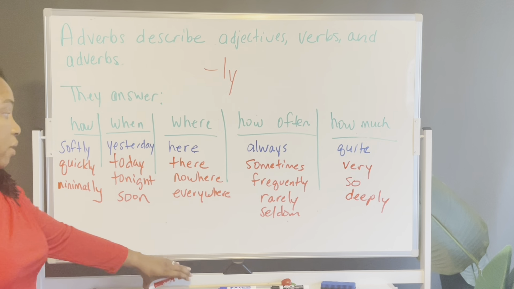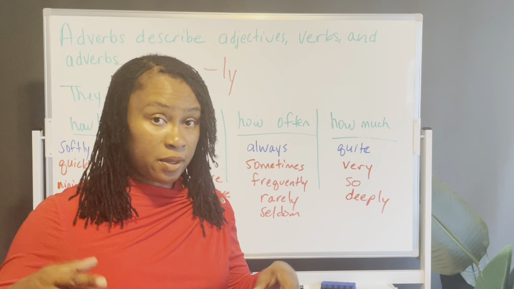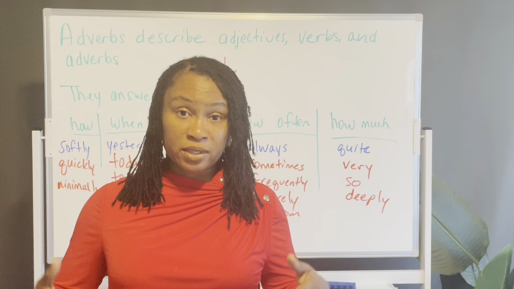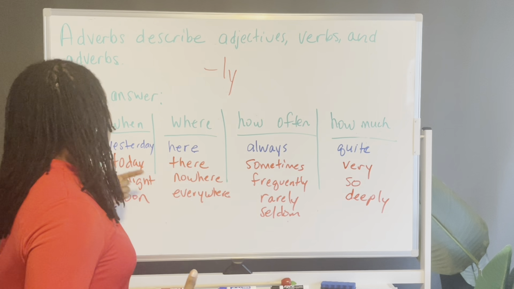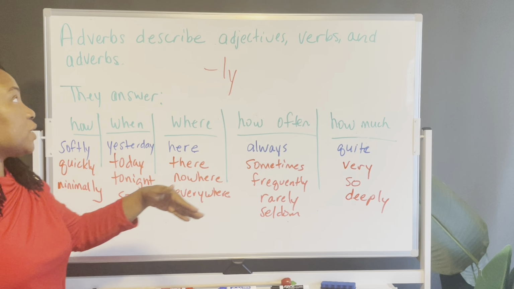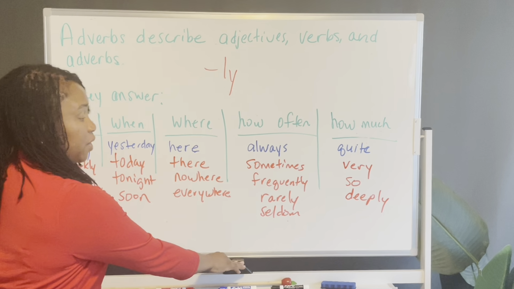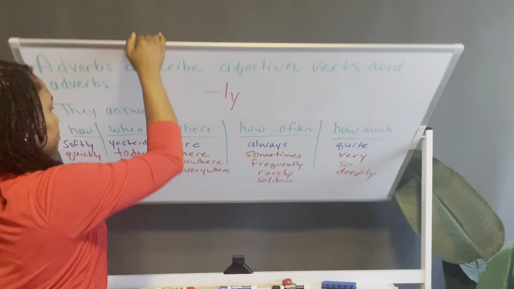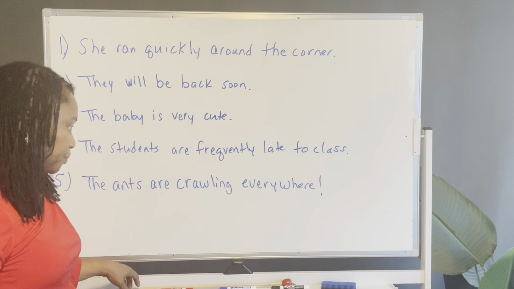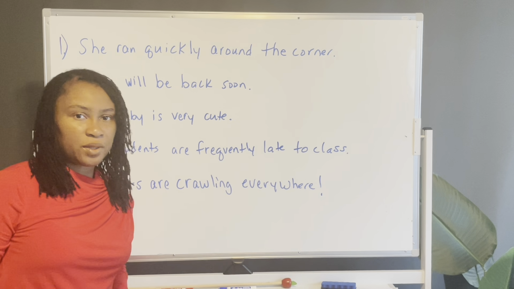Okay, so there are many adverbs out there. And remember, they sometimes end in ly. They don't always end in ly, so you have to be able to identify them by the rules. That they answer how, when, where, how often, how much, and they describe adjectives, verbs, and other adverbs. Okay, let's look at some examples. We have 5 sentences on the board, and we're going to underline the adverb in the sentence.